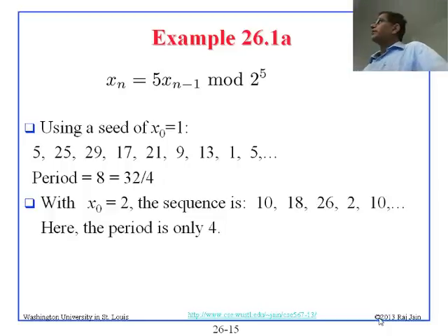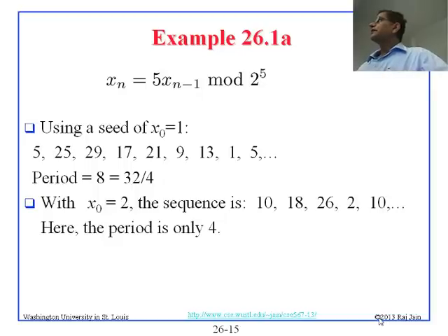All right, so let's look at this example. Xn is equal to 5 times xn minus 1 mod 2 raised to 5. Obviously, this is not a generator that you will ever use, but it is a generator that you can easily analyze on your laptop. So this is a toy generator. If you use the seed of 1, you get 5, 25, 29, 30, and then you get a 5 here. Your period is 1, 2, 3, 4, 5, 6, 7, 8, which is good because it is 2 raised to 5 divided by 4, 32/4, so you have a period of 8, as we said. And this one, by the way, is 8i plus minus 3, so this is 8 times 1 minus 3. That's why this is the maximum period, and the maximum period is 2 raised to 3.